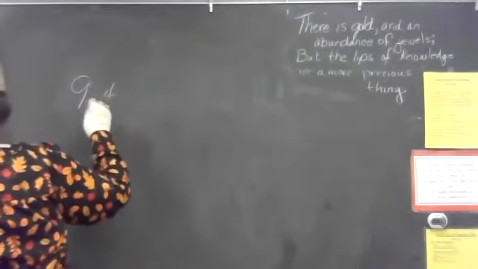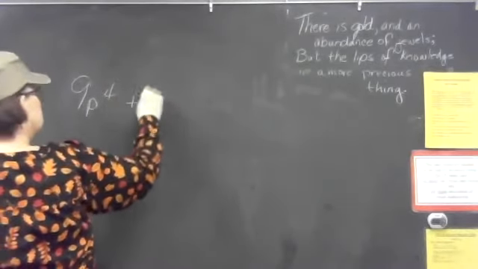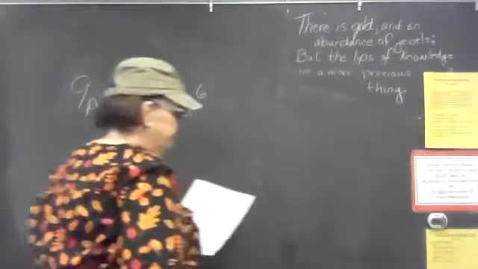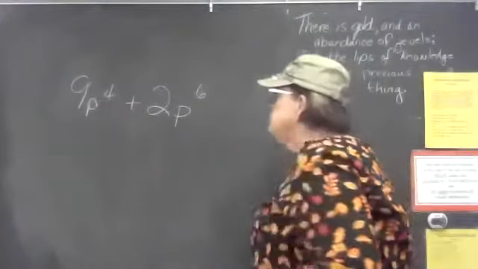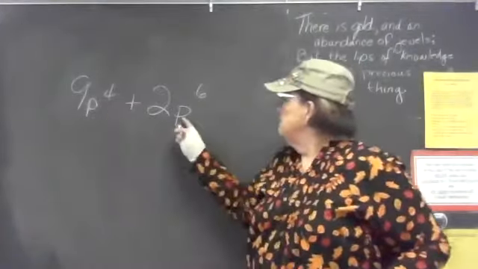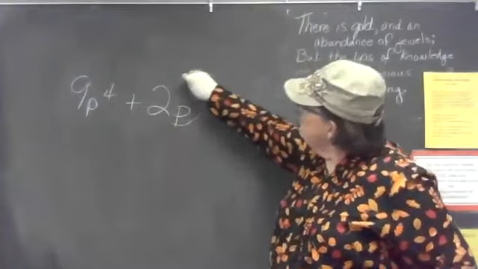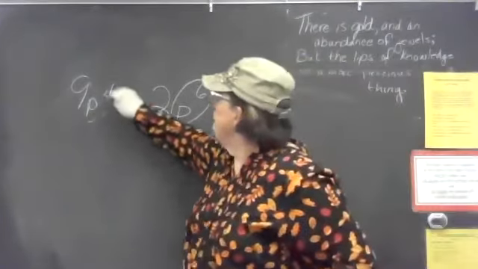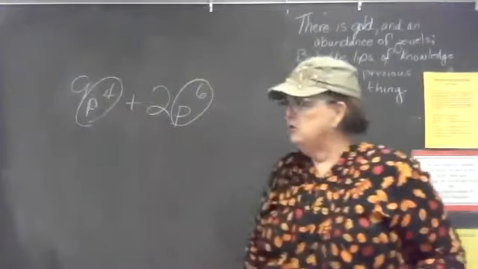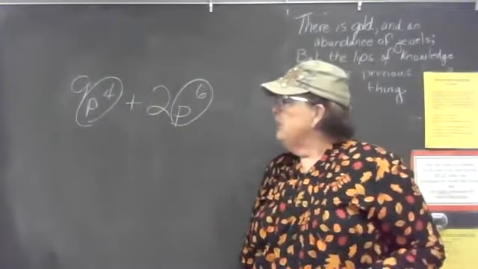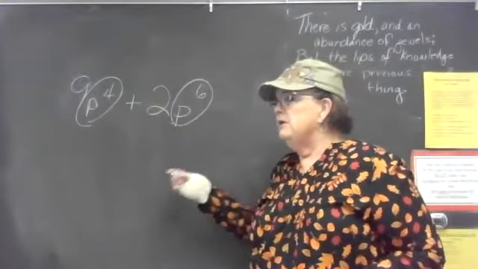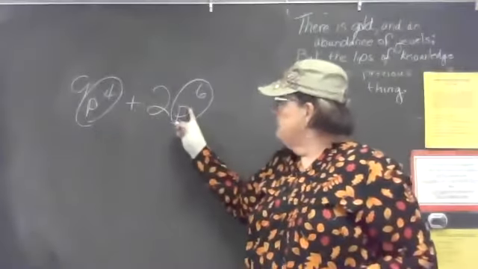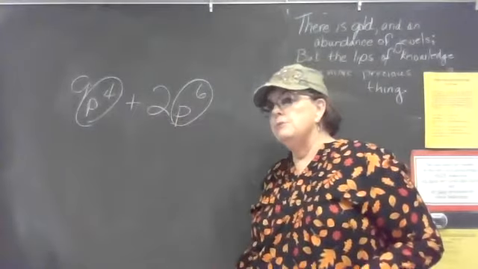Nine p to the 4th plus 2p to the 6th. Now in this case, yes, you do have p's, but the exponent is part of this. So the p to the 4th does not match the p to the 6th. And so the best you can do here is leave it just like it is. You have to name them separately because they are not common terms.